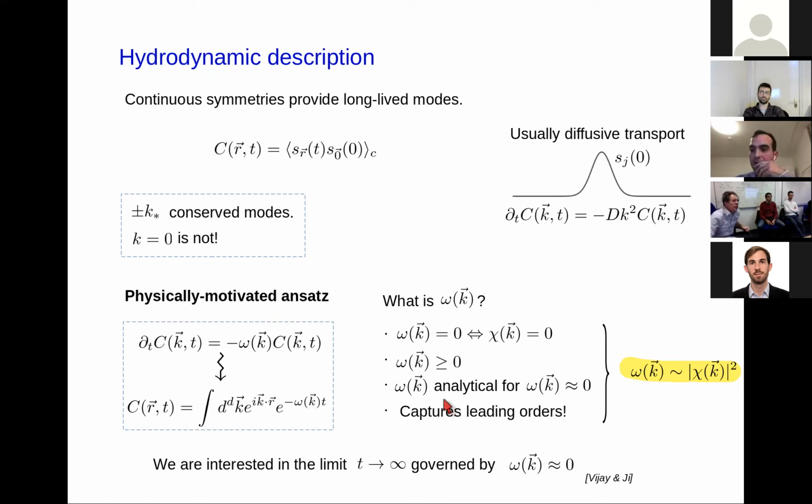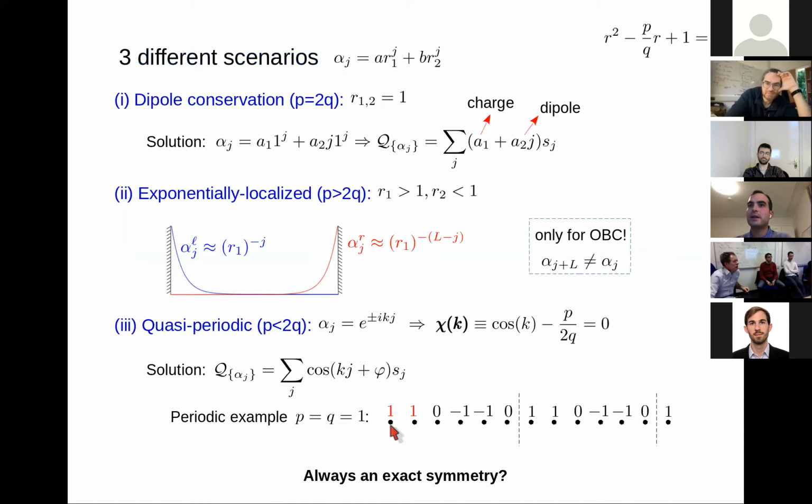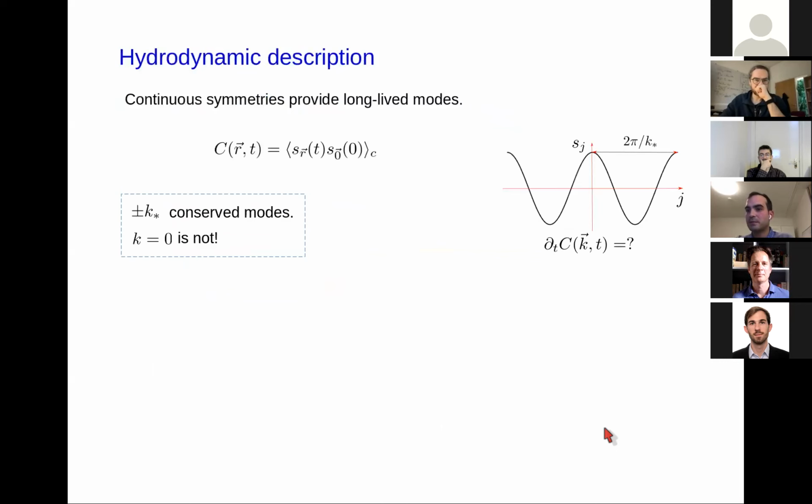Sure. Can you remind us what chi was? Yes, that is a good question. The set of roots of chi signal the conserved modes. It appeared when we were solving the recurrence equation in the case of quasi-periodic symmetries. We said that if we use this ansatz, it will be exactly the same as solving for the roots of chi of k. So this chi of k is really indicating where the conserved modes are. And since these are conserved modes, we would like this omega of k to vanish exactly at those points.